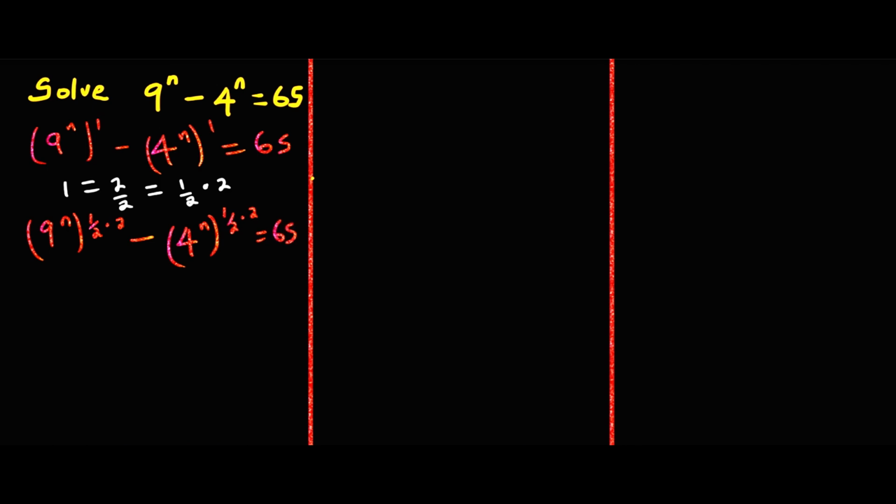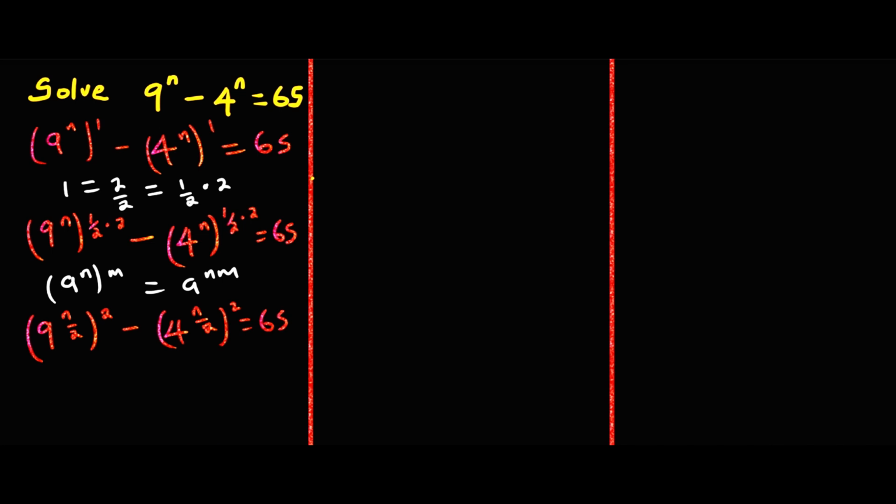So we can now apply the third rule of indices, which says that if you have a number a raised to the power n and it is also raised to the power m, that is the same as a raised to the power nm. So let us apply that in our equation so that we can take the half into the bracket using this rule, so that we have 9 raised to the power n over 2, and we leave the 2 outside. Then we do the same for the second part, that is 4 raised to the power n over 2 all raised to the power 2, and that's equal to 65.